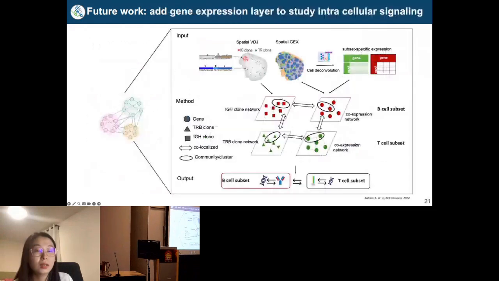Furthermore, we are using a cell deconvolution method called DOT, which was proposed by one of our lab members, to do not only cell deconvolution, but also gene expression estimation for each cell type. So the next step is to generate and integrate cell type-specific co-expression networks into this multi-layer framework to study intracellular signaling.